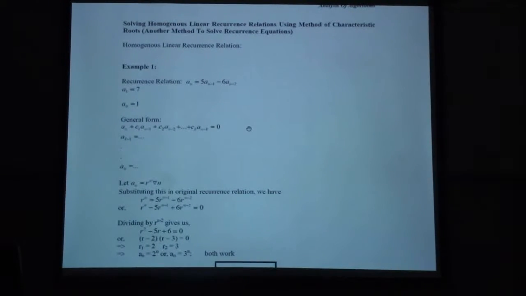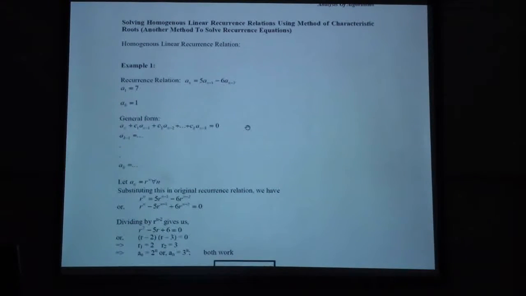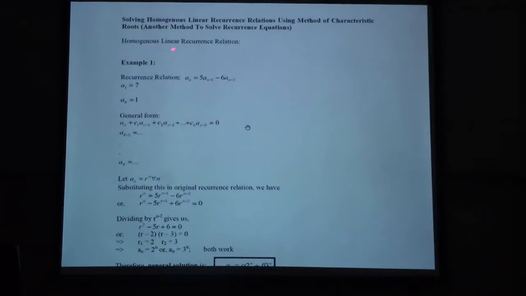So now what we're going to look at is another technique, or another method, to solve recurrence equations. This method is called homogeneous linear recurrence equations or relations, and the method is called characteristic roots. This is very similar to a technique that's used in calculus, and differential equations uses the same type of approach. So what is the difference between a differential equation and what we have?